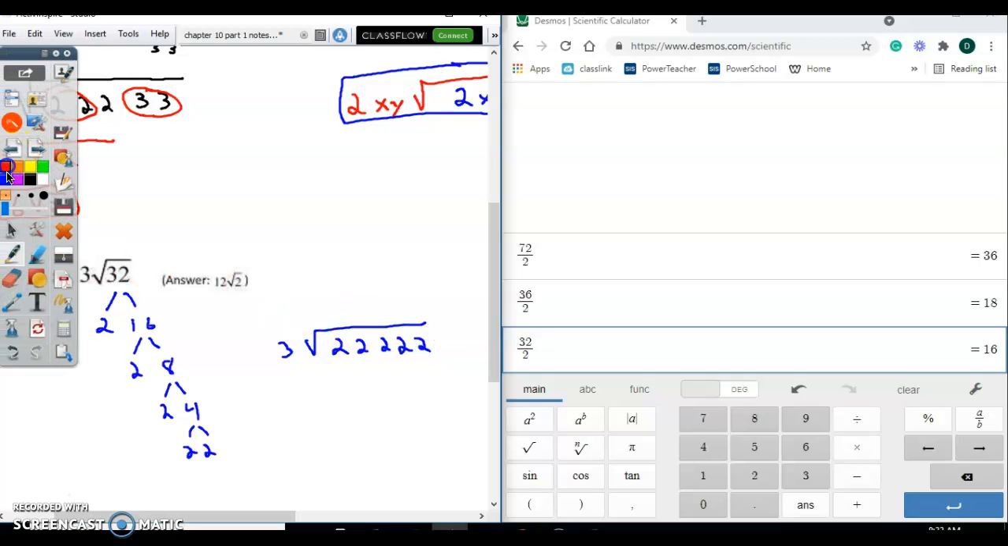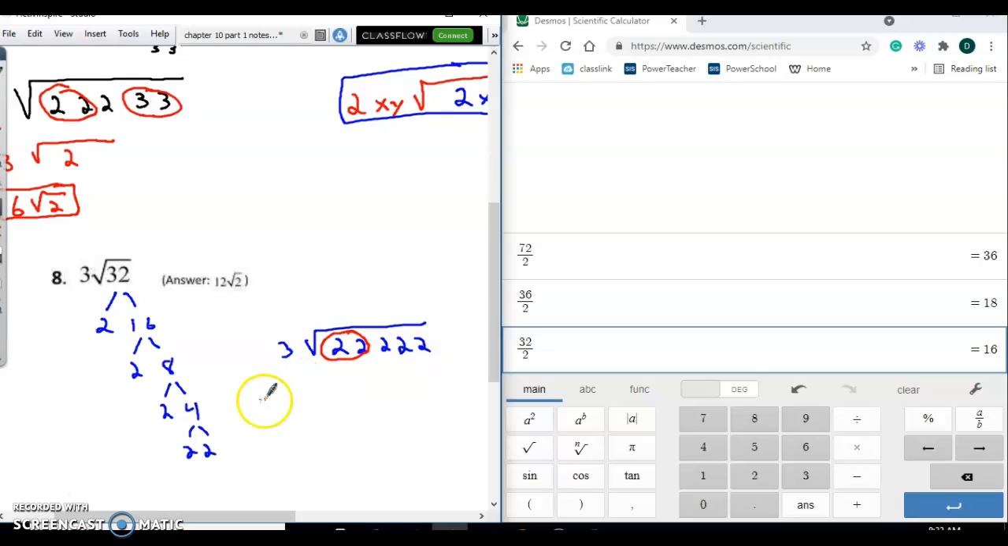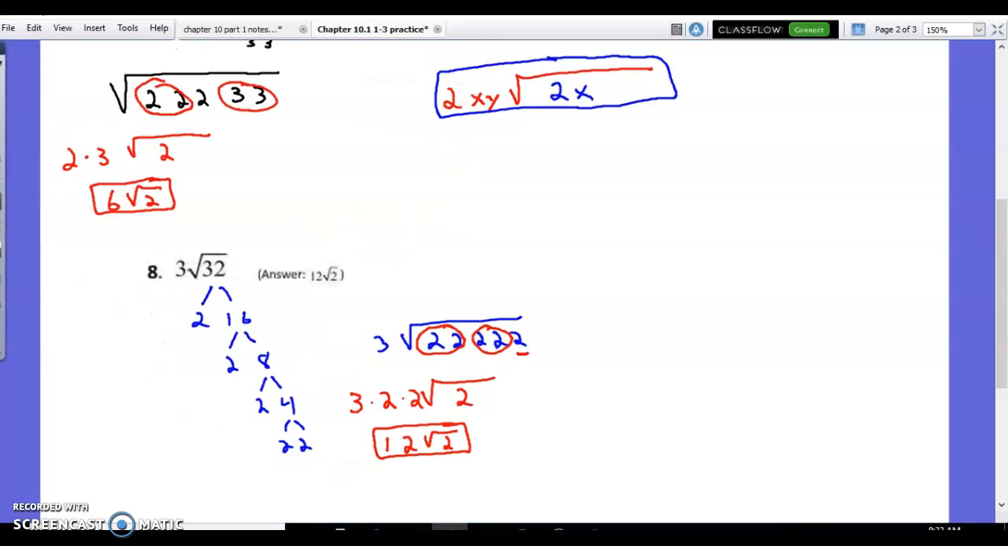Now again, we're looking for pairs that are going to come out. Here's a pair that comes out, so we have a 3. 1 pair, here's another pair, and then we have the 2 left inside. 3 times 2 is 6, times 2 is 12, root 2. And that's how we get to that answer.